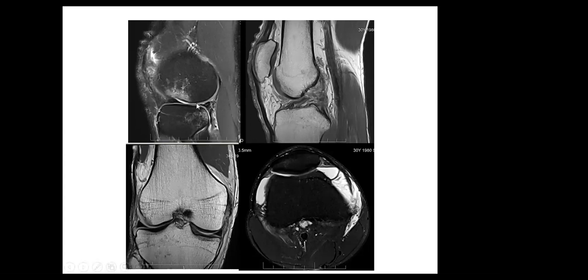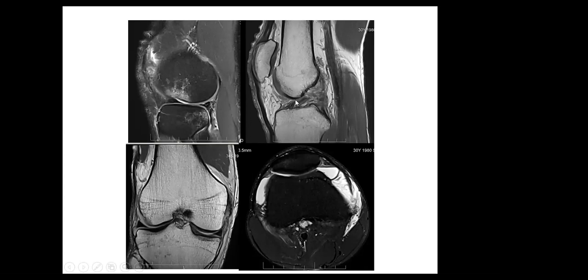So you said there's bone marrow edema here. What do you think the pathology is? Pivot shift injury, yeah, because it's lateral femoral condyle. You said bone marrow edema in the femur and tibia. It would be nice to say bone marrow edema in the lateral femoral condyle and lateral tibial plateau. Because that would mean it's a pivot shift injury.